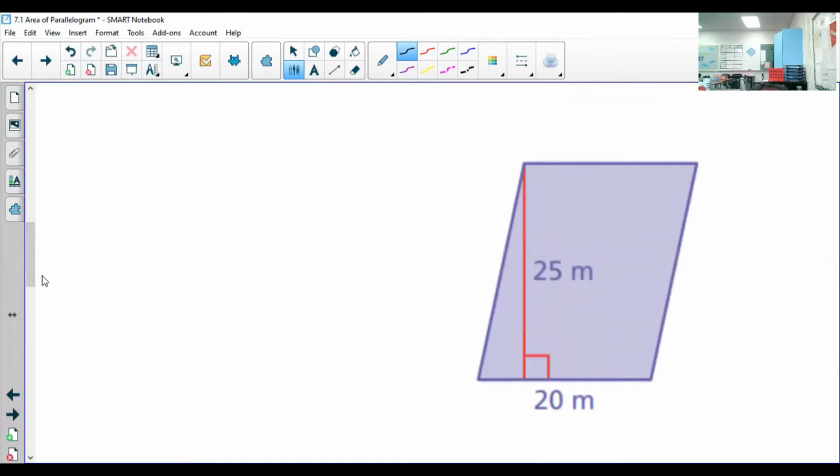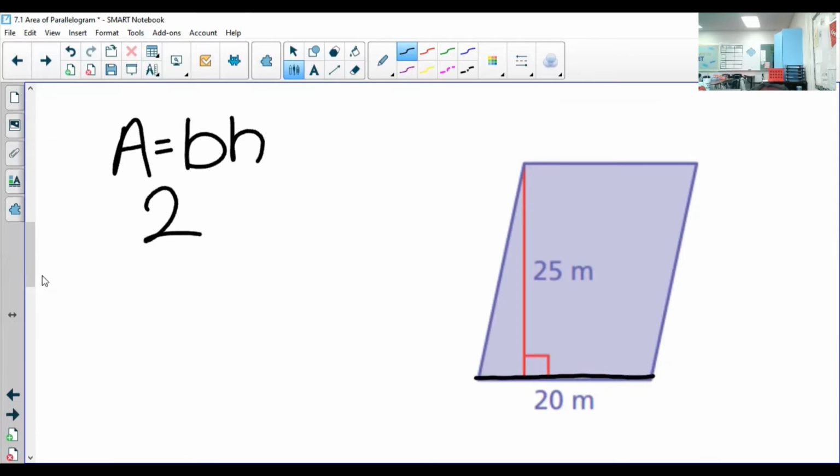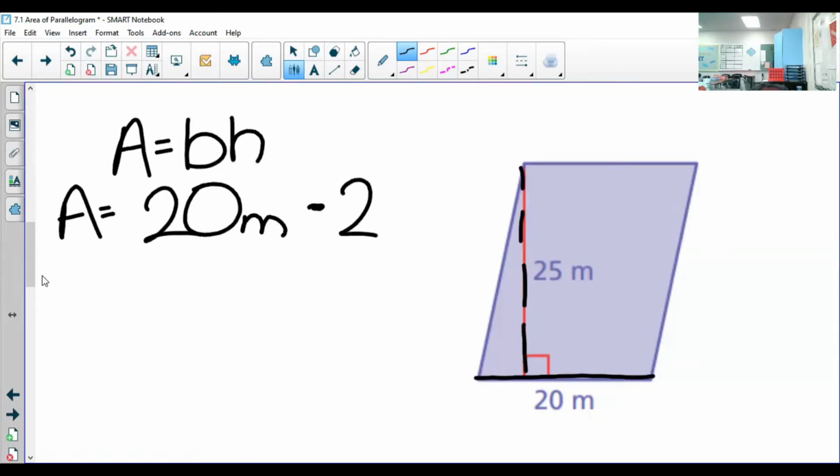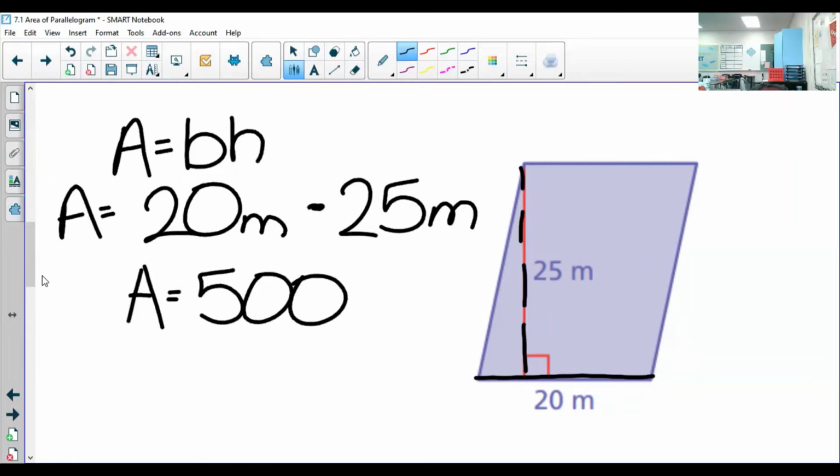Here we go. Okay, so again, remember, area equals base times height. Okay, this parallelogram here, my base is 20. So I'm going to do area equals 20 meters times my height, which is 25 meters. All right, you should be getting the hang of this by now, right? We're just going to do 20 times 25, which is 500. And meters times meters is meters squared.